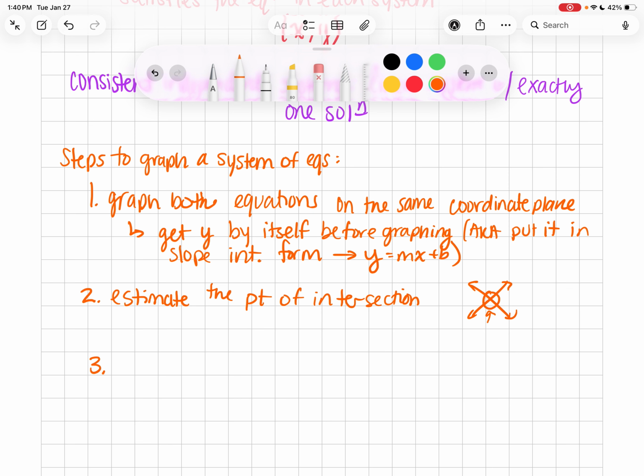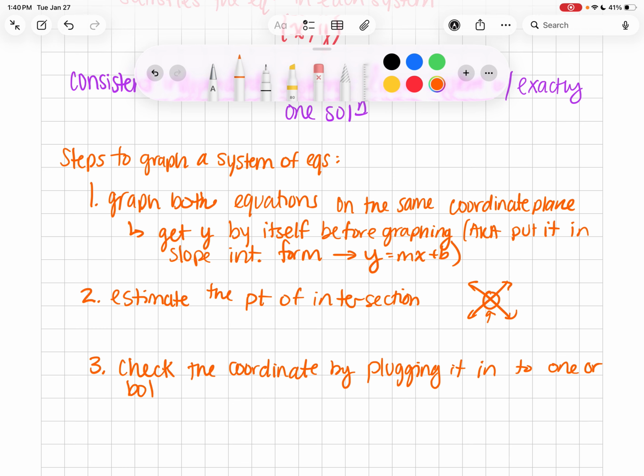And then 3, we're going to check the coordinate by plugging it in to one or both equations to ensure it makes a true statement.